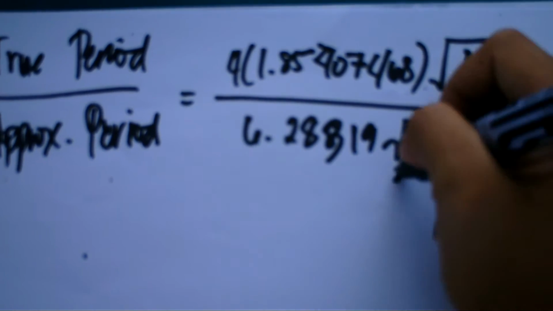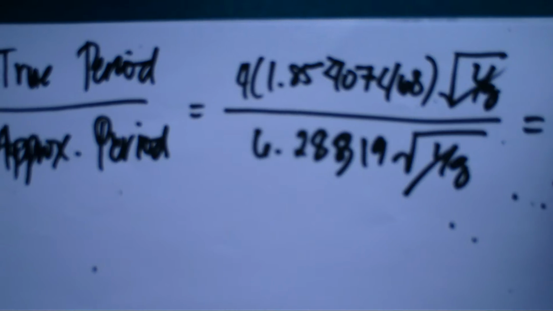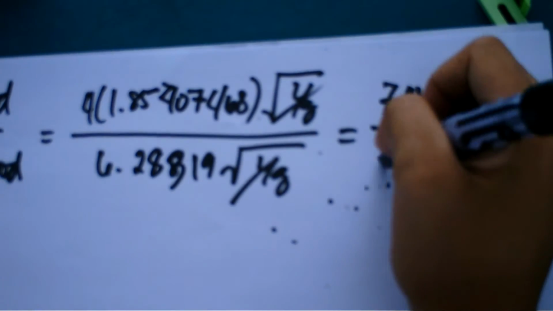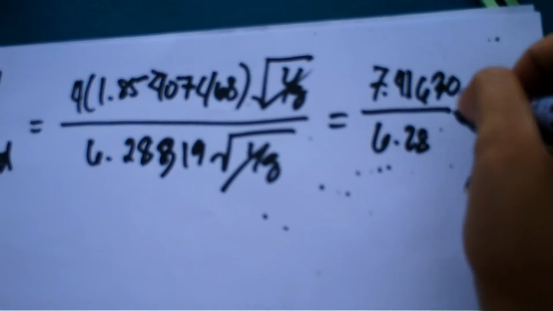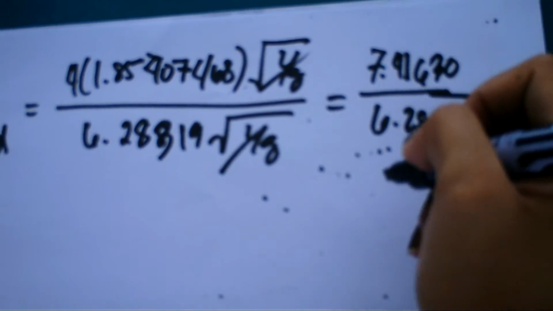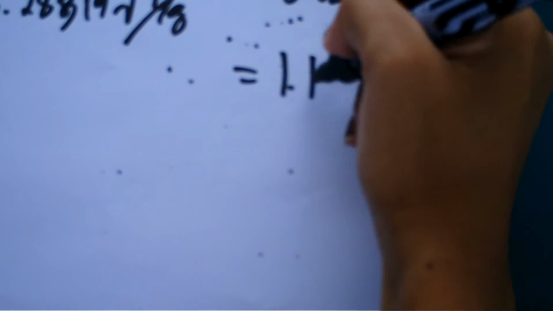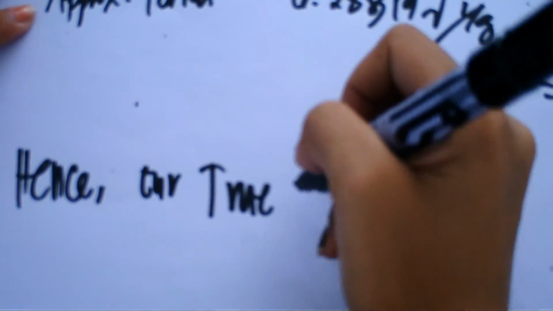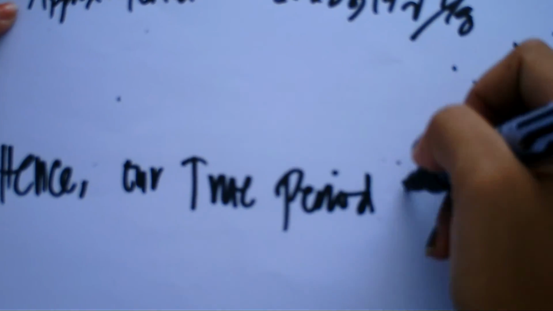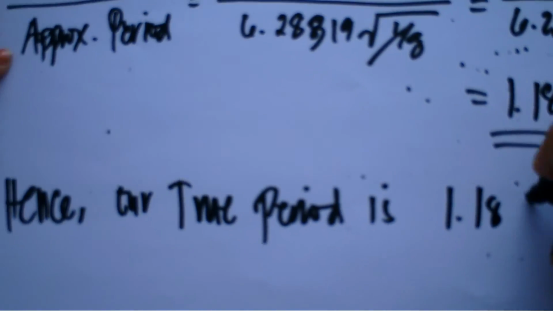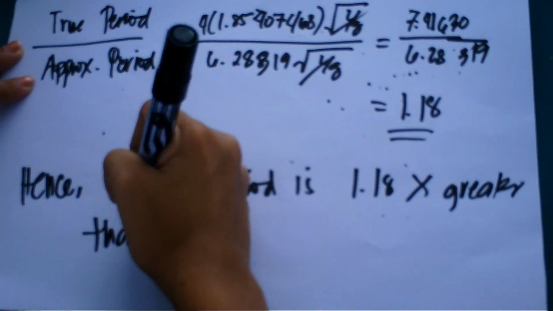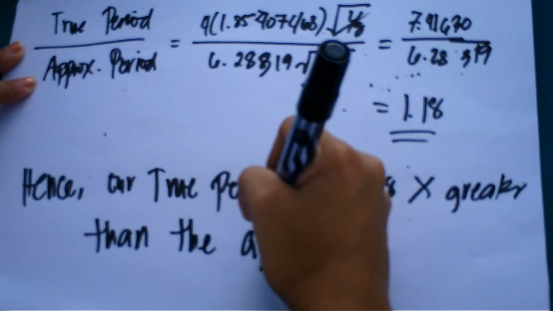Hence, canceling both sides, we'll get 7.41630 divided by 6.28319. Eventually, this is just equal to 1.18. Hence, our true period is 1.18 times greater than the approximate period.